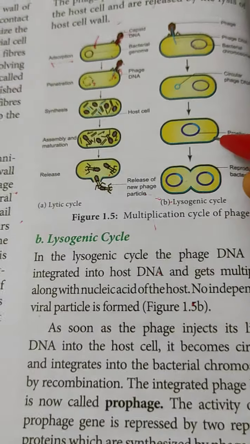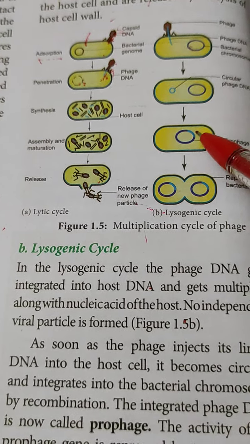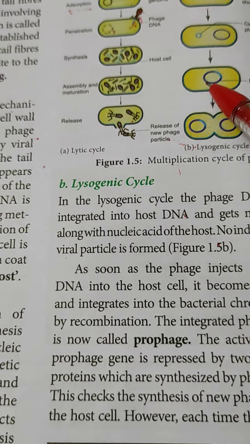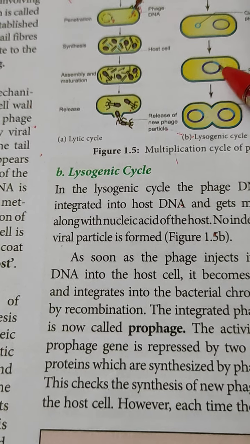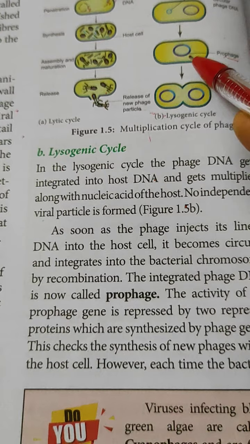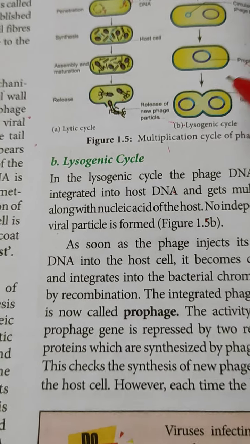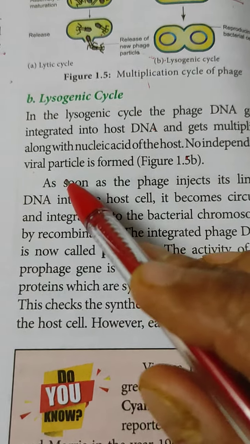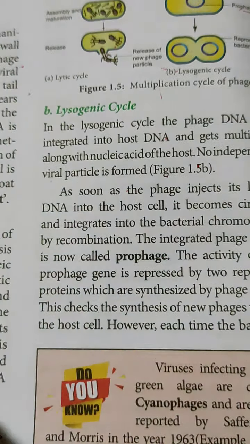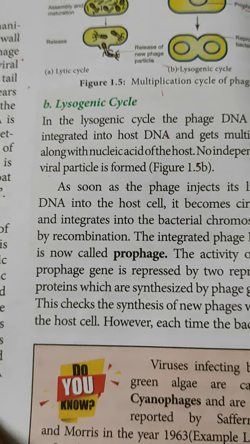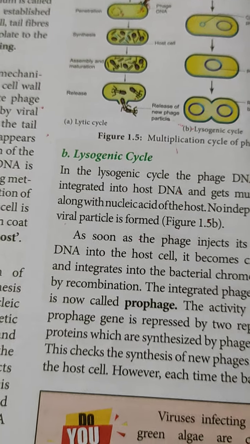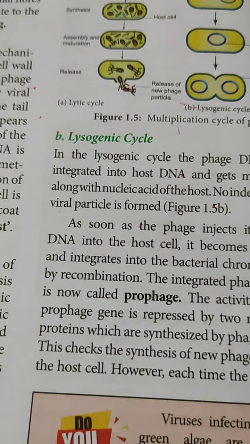At this stage, this combination of both the phage nucleic acid and the bacterial nucleic acid combined together is called the prophage. When the bacterial nucleic acid replicates, it will also replicate. So it will have some advantages for the host cell or bacterial cell that we are going to discuss. No independent viral particle is formed in this case, but in the lytic cycle, independent viral particles are produced using the metabolic activity of the host cell. So the host cell becomes destroyed.